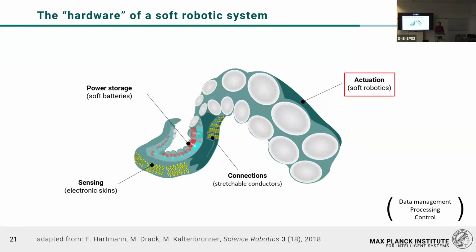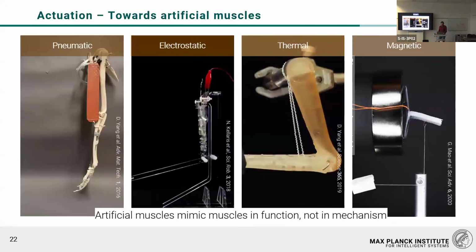So let me dive a little bit into actuation. I've shown you mostly an example where we use air to operate those muscles. We can also use vacuum, for example, like in this case. But there are also other physical principles that you can harness to make artificial muscles.